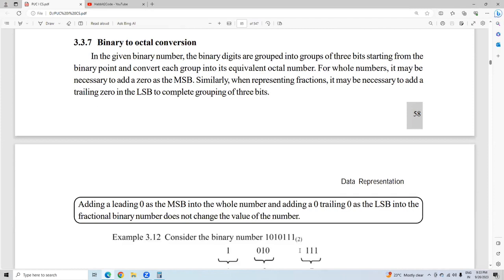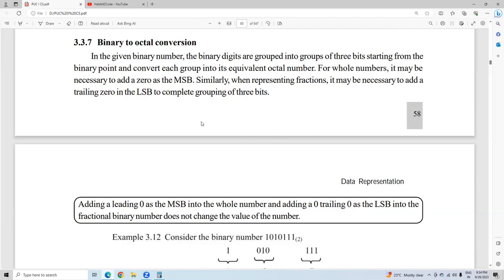Now it is binary to octal, right? How to convert binary to octal? This procedure will be different from the previous methods. Let's check out what is the difference between the previous methods and this method. In the given binary number, the binary digits are grouped into groups of 3 bits starting from the binary point and each group is converted into its equivalent octal number.